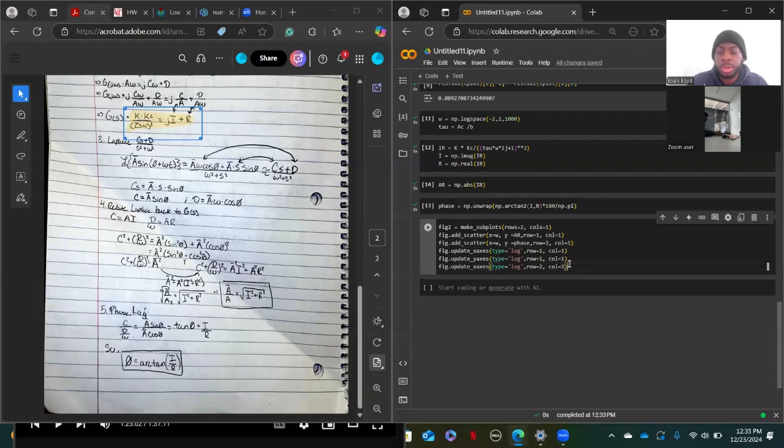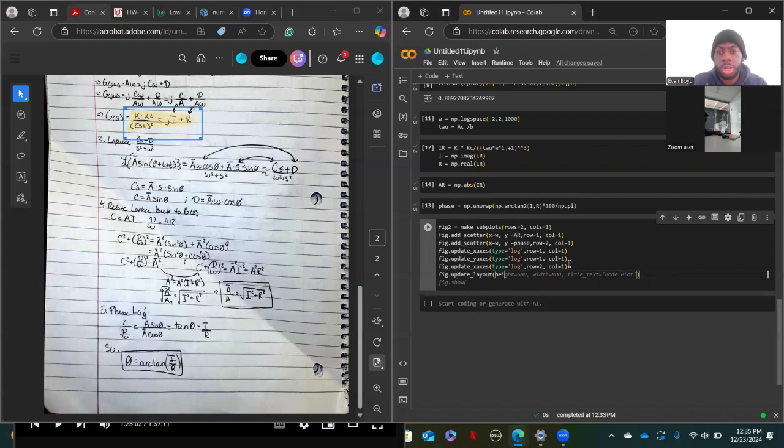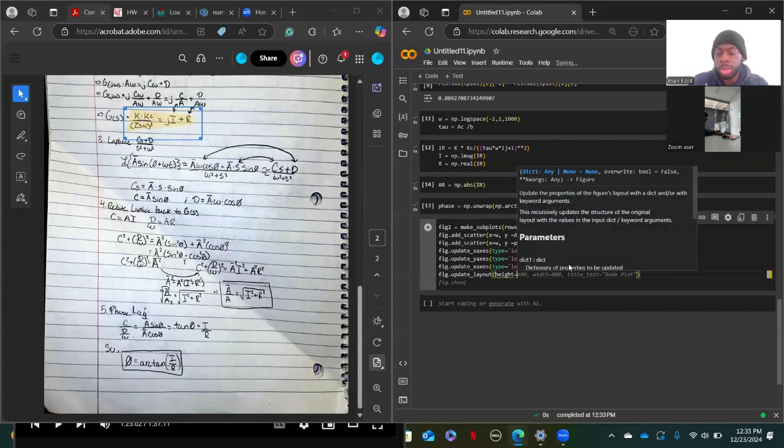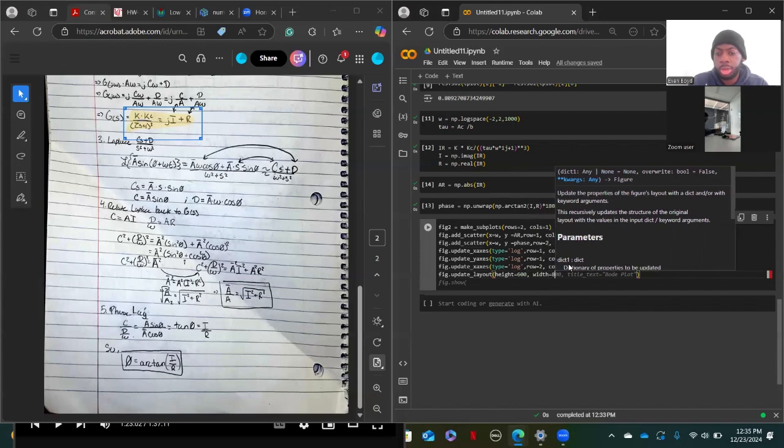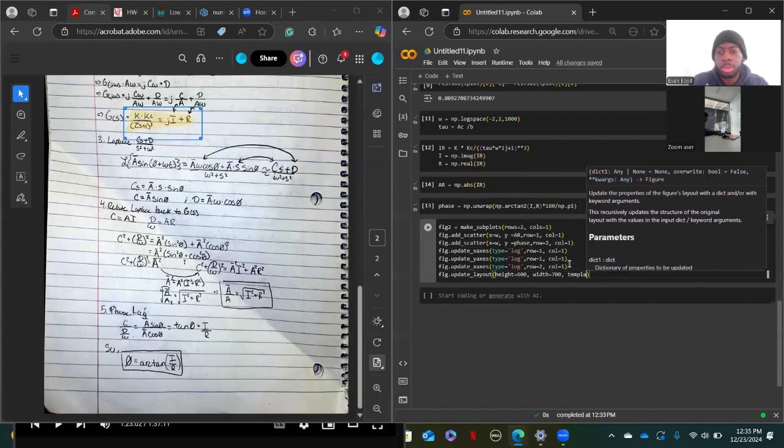And then lastly, just for our layout, fig.update_layout. Since we're doing two plots, our height equal to 600, width equal to 800. Actually, I'll do 700, right in the middle. Sweet spot.